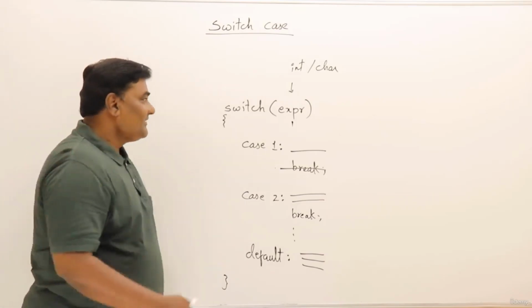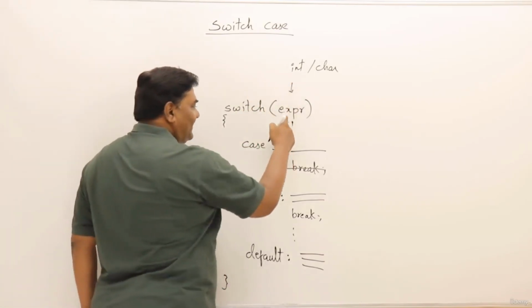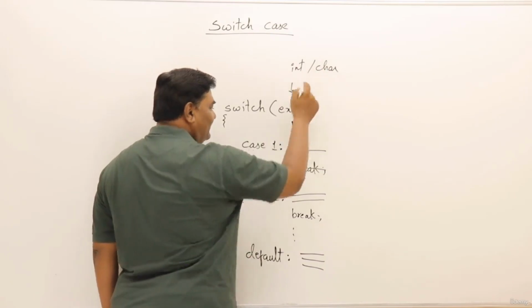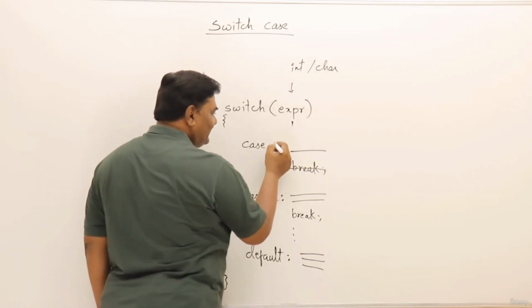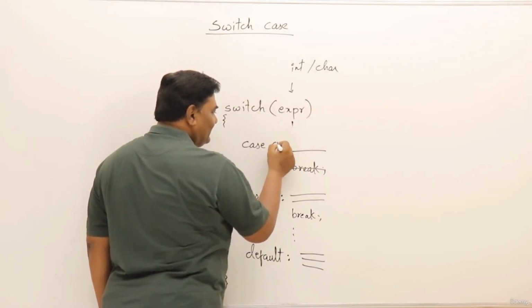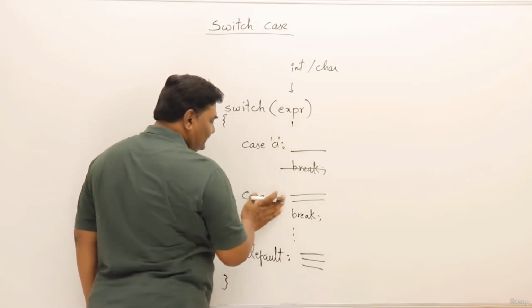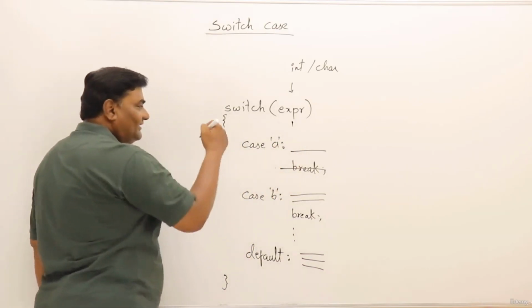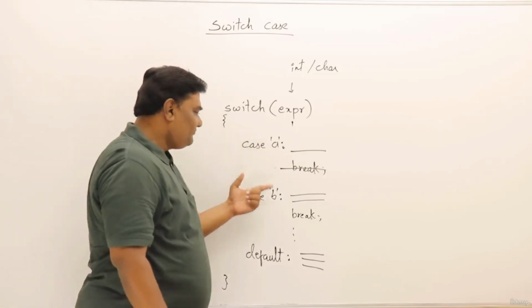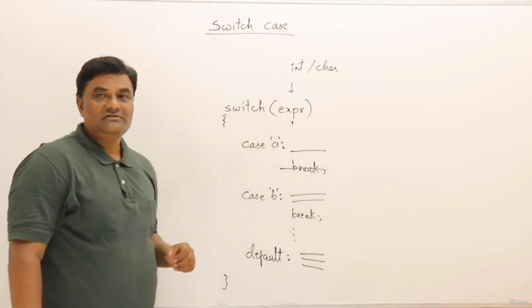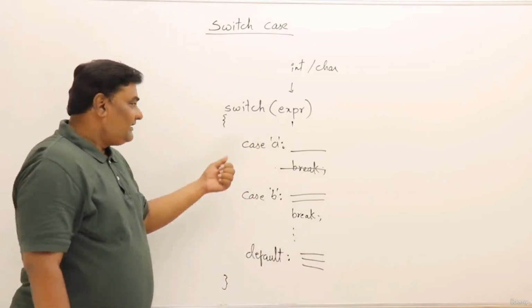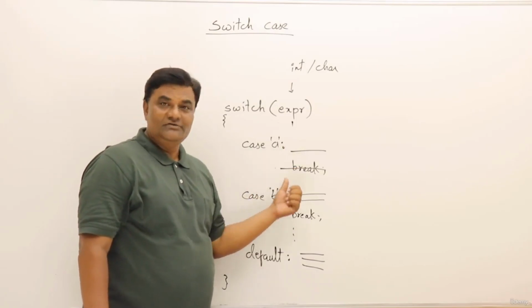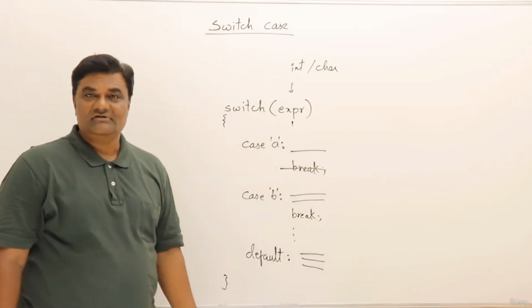Now next thing, if it is integer type, then I can write cases as 1, 2, 3, 4. If it is character type, then I can use cases like this: A in quotes, B in quotes. So if the value of the character is A, then this will execute, if B, then this will execute, and so on. So I can even use character labels also. Actually these are called labels. So you can use labels in the form of characters also.